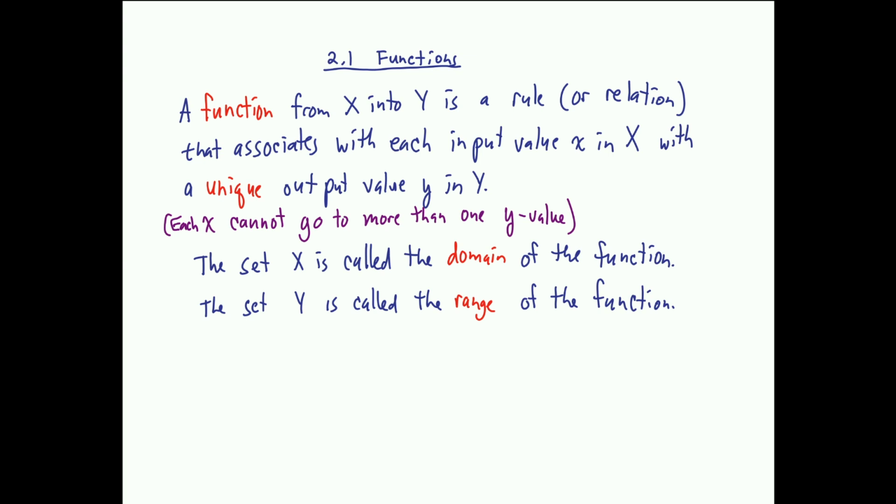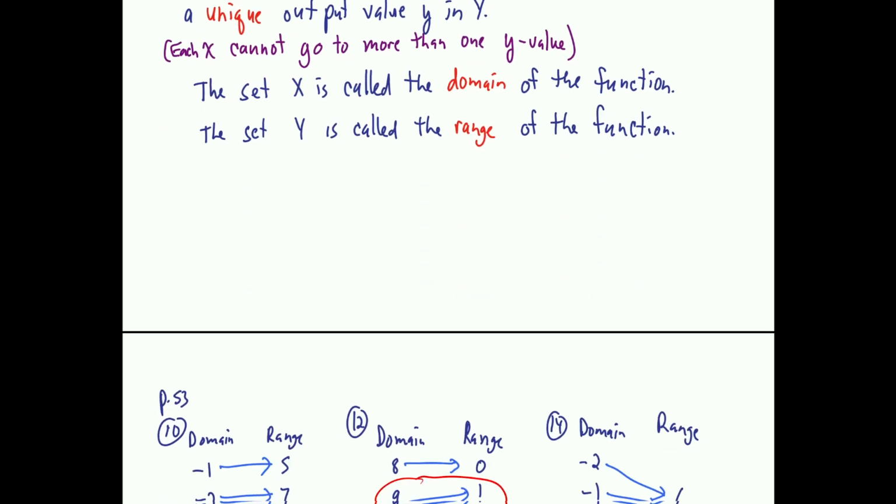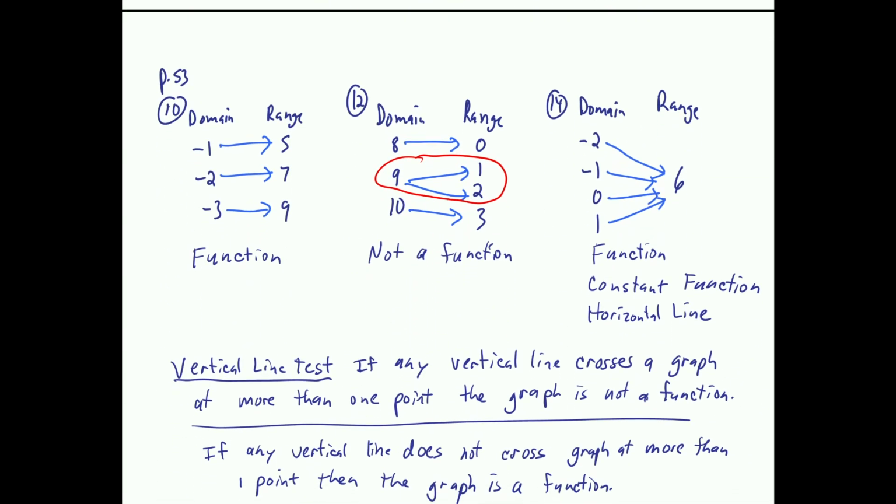We call the set capital X the domain of the function, and we call the set capital Y the range of the function. So the domain is what you put into the function, the range is what comes out of the function. Some ways that we can think about this pictorially is if we look at 10, 12, and 14 here in the homework on page 53.